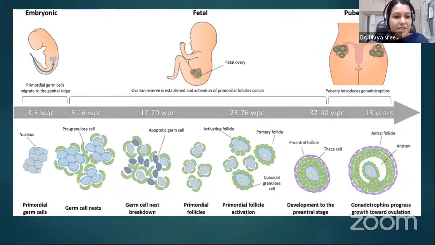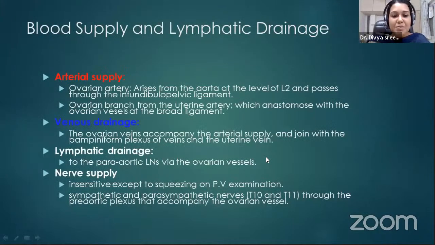This is an image of embryonic development, primordial follicle and development. The blood supply to the ovary is mainly by the ovarian artery, and the uterine artery also contributes to the blood supply of the ovary, and it is drained to the ovarian vein and the lymphatics, like the para-ovarian lymphatics.